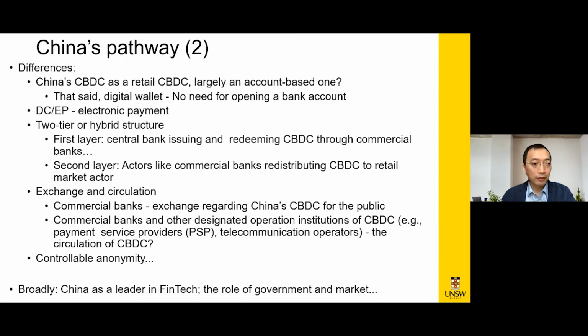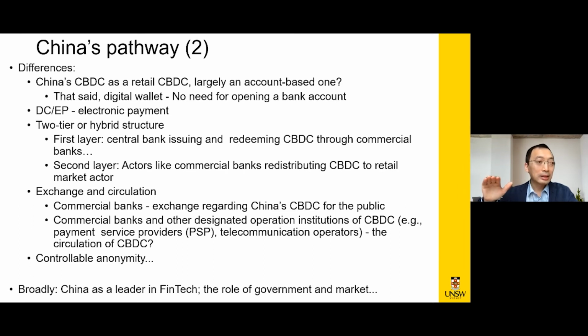But of course, there is also a design which enables the digital wallet of the Chinese RMB, e-RMB, so that you don't need to open a bank account to have a digital wallet. So I would say it's a combination of an account-based CBDC, which means you need a commercial bank account, but also a tokenized CBDC in the sense that you don't necessarily need a bank account. So it's a hybrid one: they rely on both accounts, but also try to ensure that they can operate without opening a bank account. Another aspect is that it focuses on electronic payment. You can see from the name, digital currency, electronic payment, and they currently focus on retail transactions. And there is a two-tier or hybrid structure.